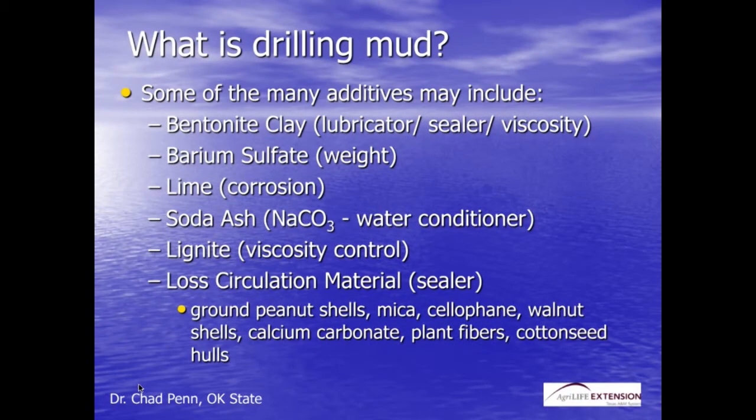Barium sulfate, this is a very heavy compound, and so it adds a weight material. Lime, which helps from a corrosion standpoint. Soda ash, which is sodium carbonate, and this is a water conditioner. Lignite, from a viscosity standpoint, and then some sealers that are used to maintain that circulation of the material. And those kinds of things could be ground peanut shells, mica, cellophane, walnut shells, lots of different types of materials that they would put in there to help keep from losing that circulation.